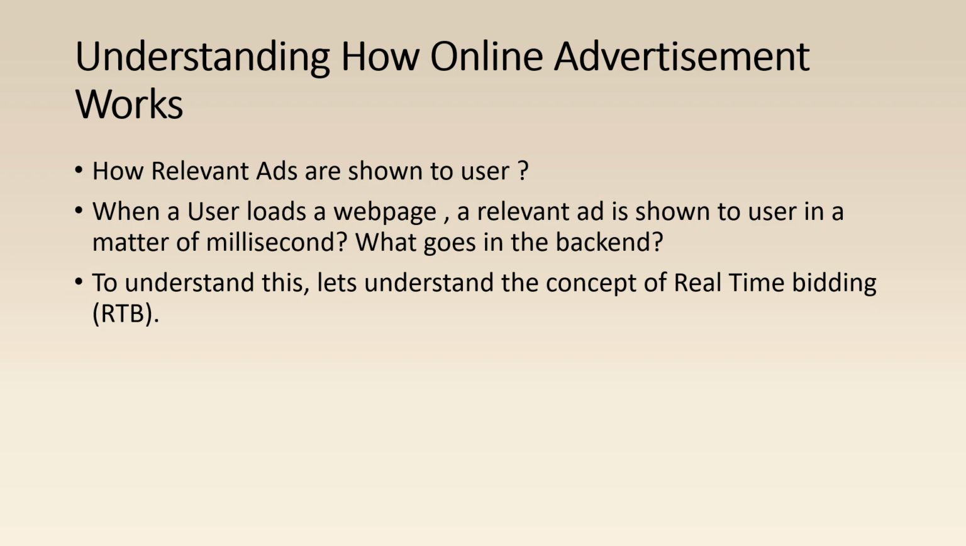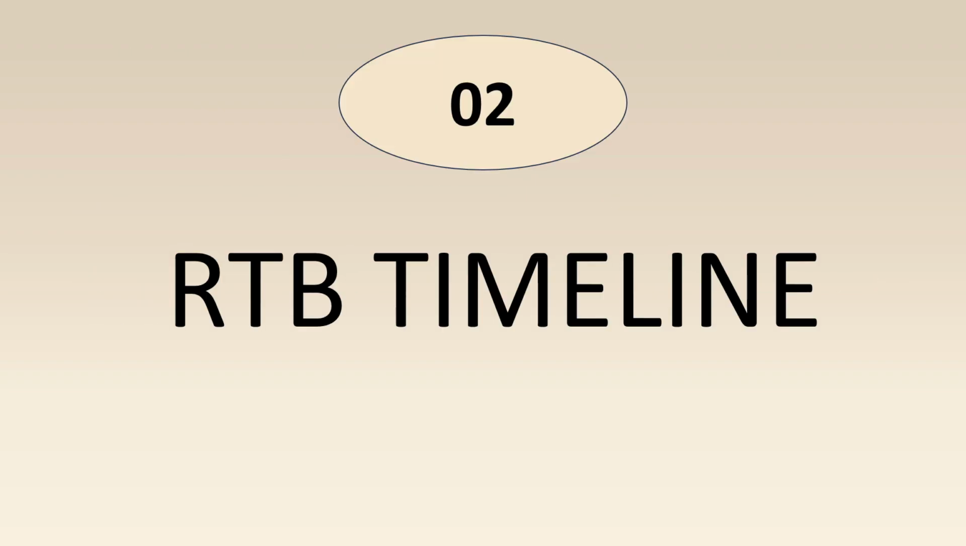So in the marketing domain, online advertisement plays a very key role. By online advertisement, I mean whenever you load a web page, how the relevant ads are shown to you within a matter of milliseconds. Within such a low latency, what goes on in the backend so that a relevant ad is shown to you? To understand this, let's understand the concept of real-time bidding in detail. In the next couple of slides, we will cover the chronology of the real-time bidding process. Let's get started with it.